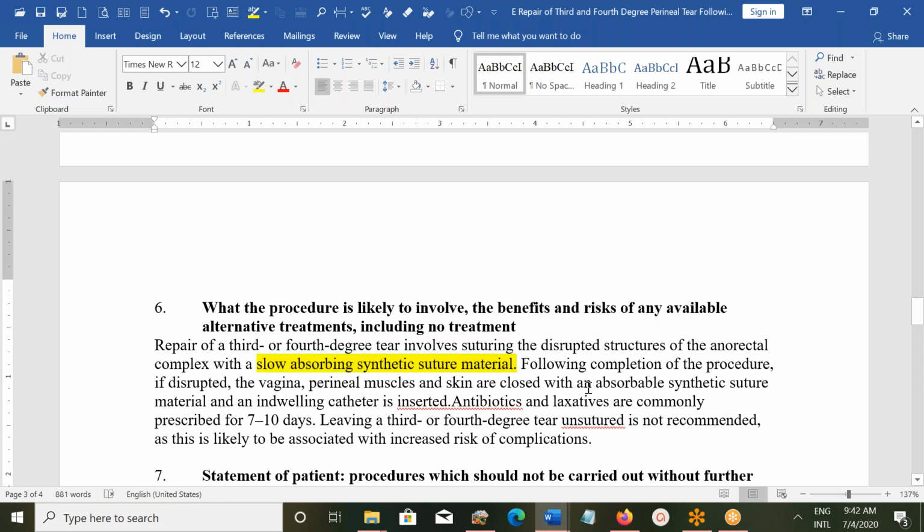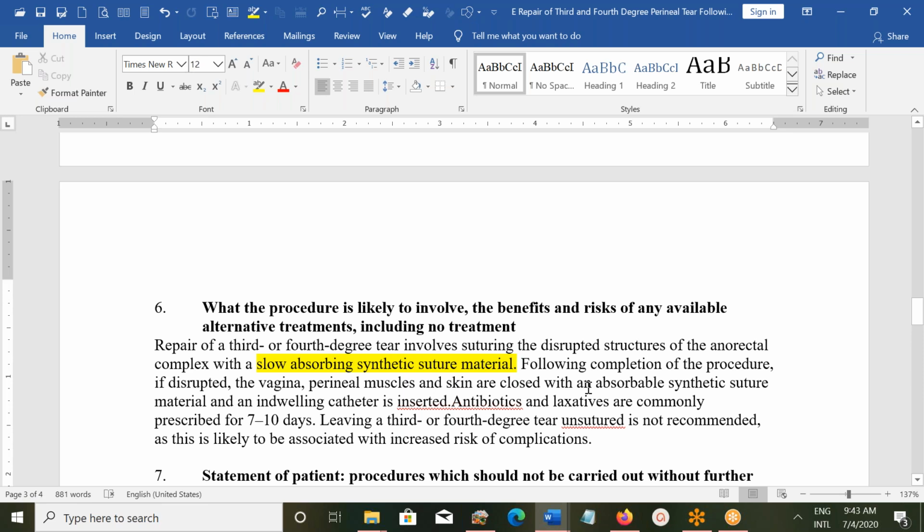And following completion of the procedure, if disrupted, the vagina, perineal muscles and the skin are closed with an absorbable synthetic suture material and an indwelling catheter is inserted, because of local anesthesia your patient will not realize that she has to pass urine, or she will be hesitant to pass the urine.